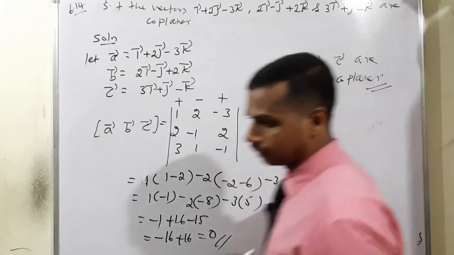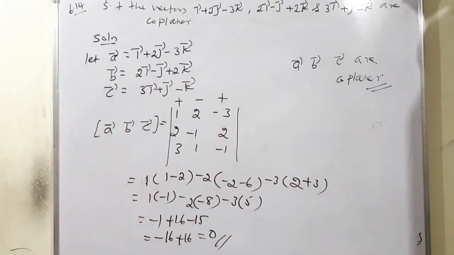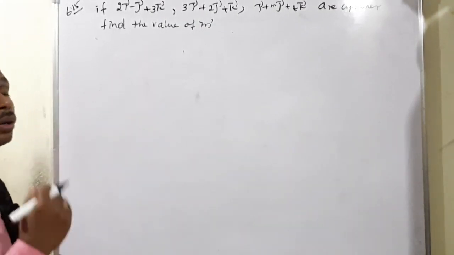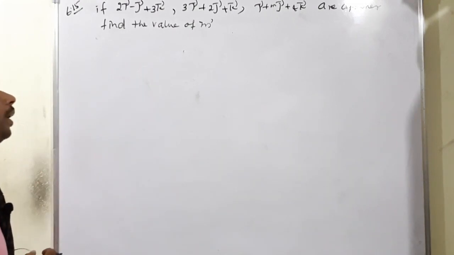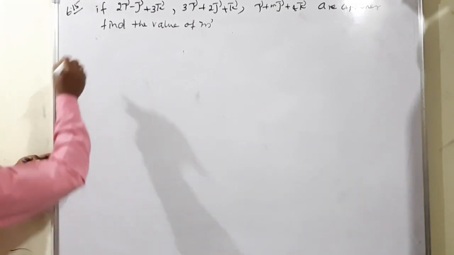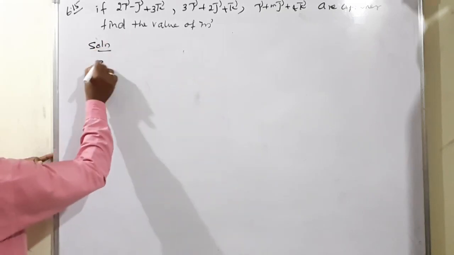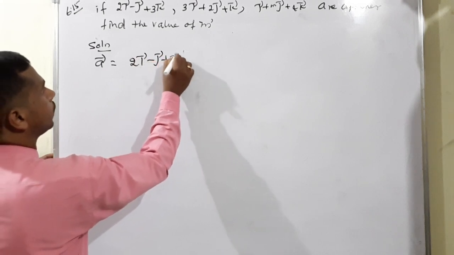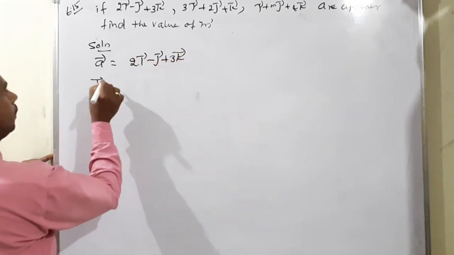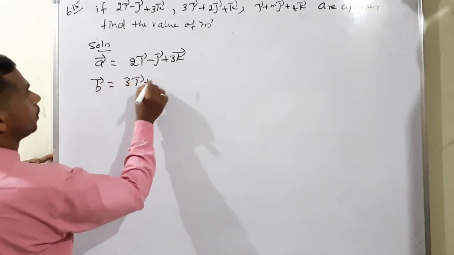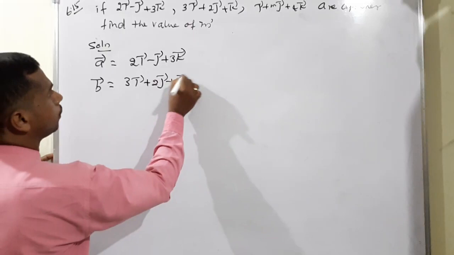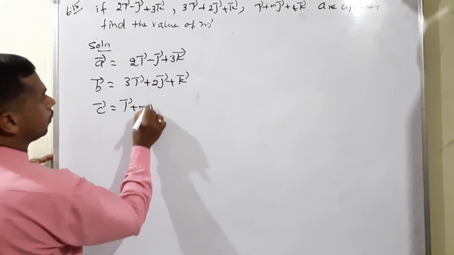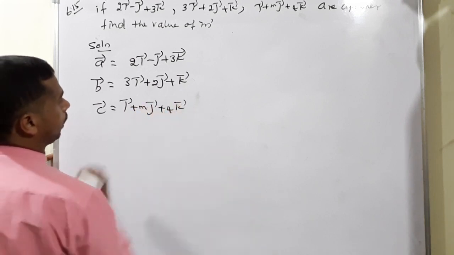Okay, I will continue with the next example. 6.15, given 3 vectors, and the condition of coplanarity is also there. We need to find the value of m. Okay. Solution. First consider vector a is equal to 2i vector minus j vector plus 3k vector. Then vector b is equal to 3i vector plus 2j vector plus k vector. Then vector c is equal to i vector plus mj vector plus 4k vector.